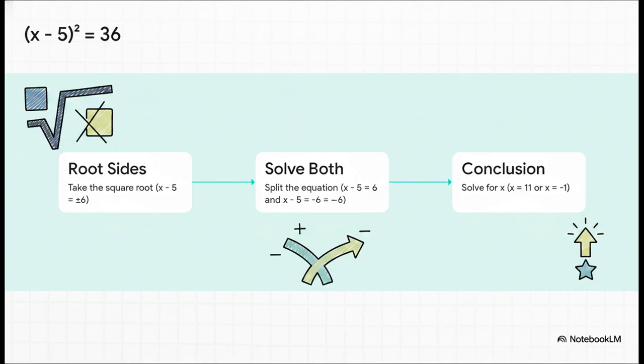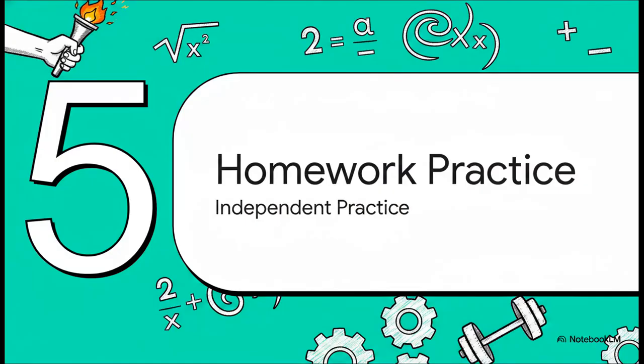Step 2, now we split it up into 2 separate equations to solve. X minus 5 equals positive 6, and x minus 5 equals negative 6. Just add 5 to both sides for both equations. For that first one, 6 plus 5 is 11. For the second one, negative 6 plus 5 is negative 1. Conclusion, x equals 11 or x equals negative 1. See, you just leveled up your math skills for real.